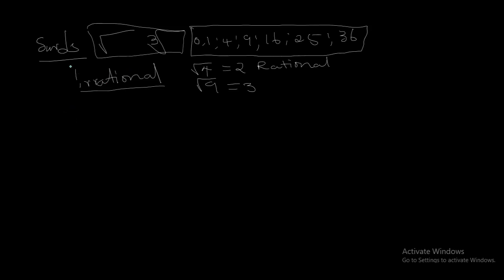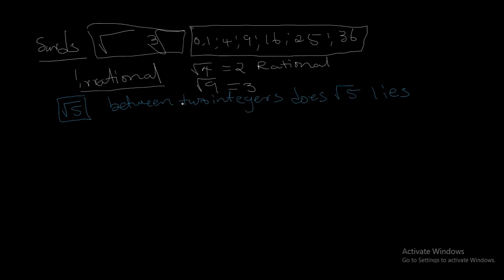Normally you will be given, for example, the square root of 5, and the question will say: between which two integers does the square root of 5 lie? That's how they normally ask the question. What you need to know are the perfect square numbers: 0, 1, 4, 9, 16, 25, 36, 49, 64, and you can mention them. You need to know them.